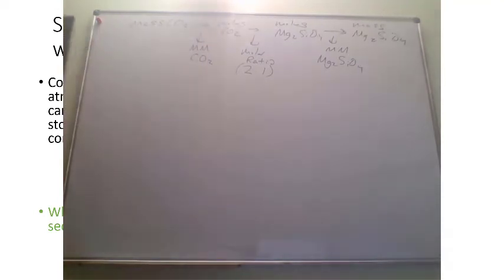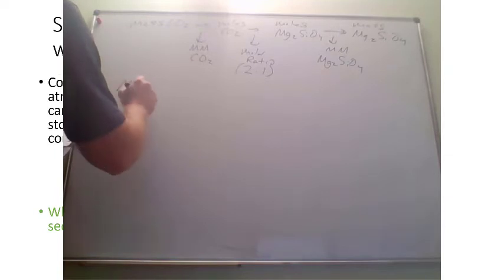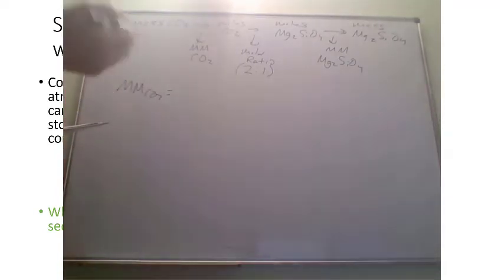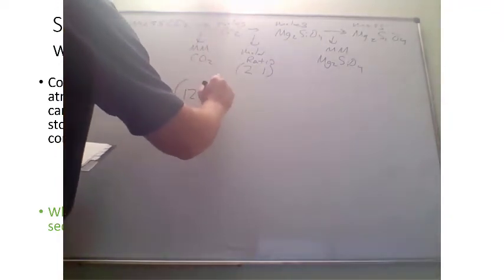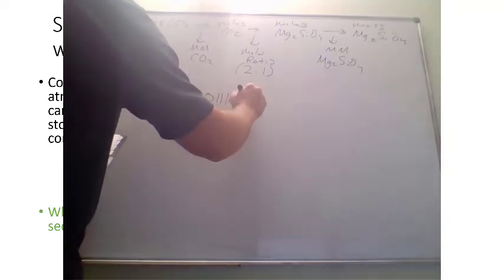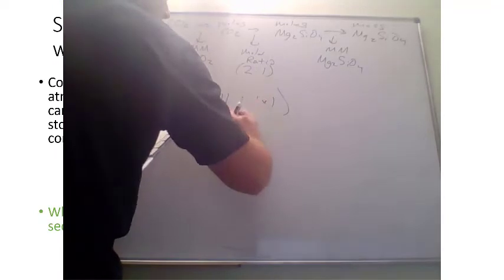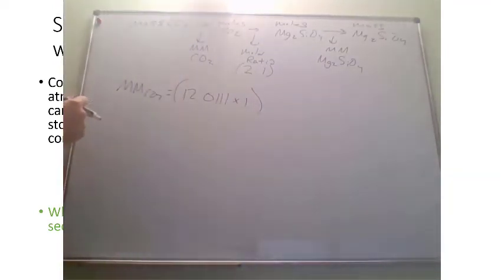Okay, next, to determine these conversion factors, we're going to need to find the molecular weight of each one. So for the molecular weight of CO2, that's going to be our atomic weight of carbon, which is 12.0111 grams per mole times 1. To save space, I'm going to cut those units out right here. Okay, that's for the carbon.